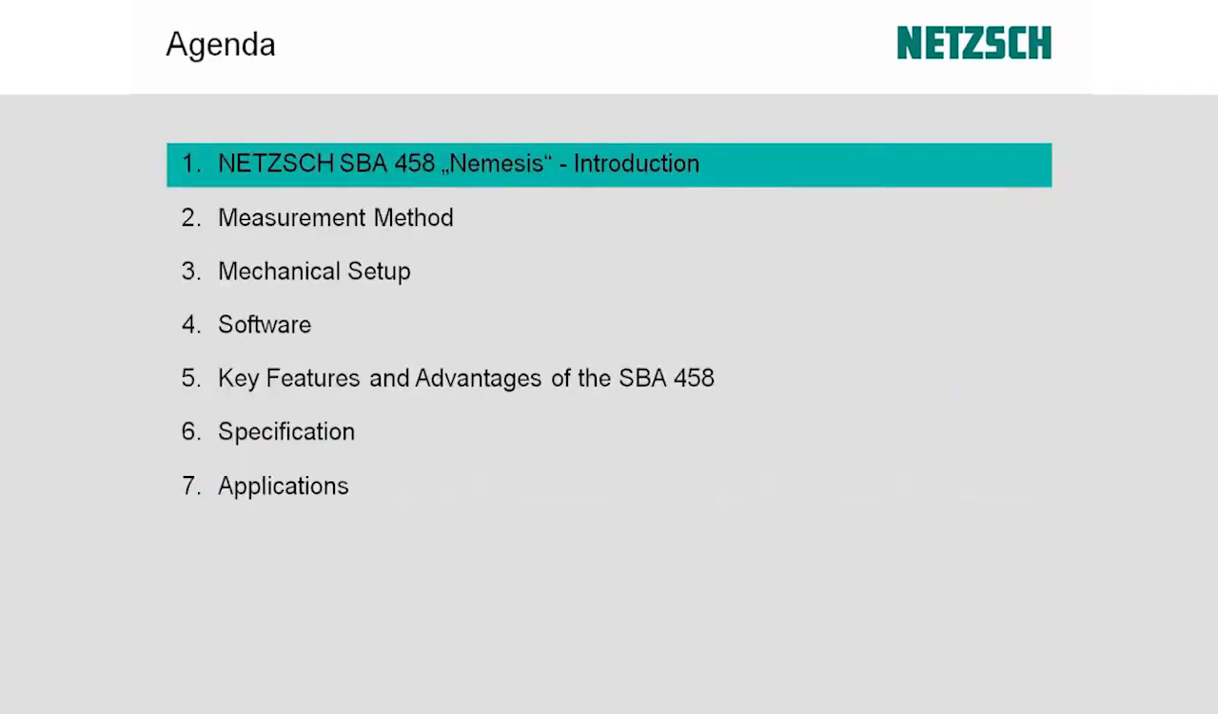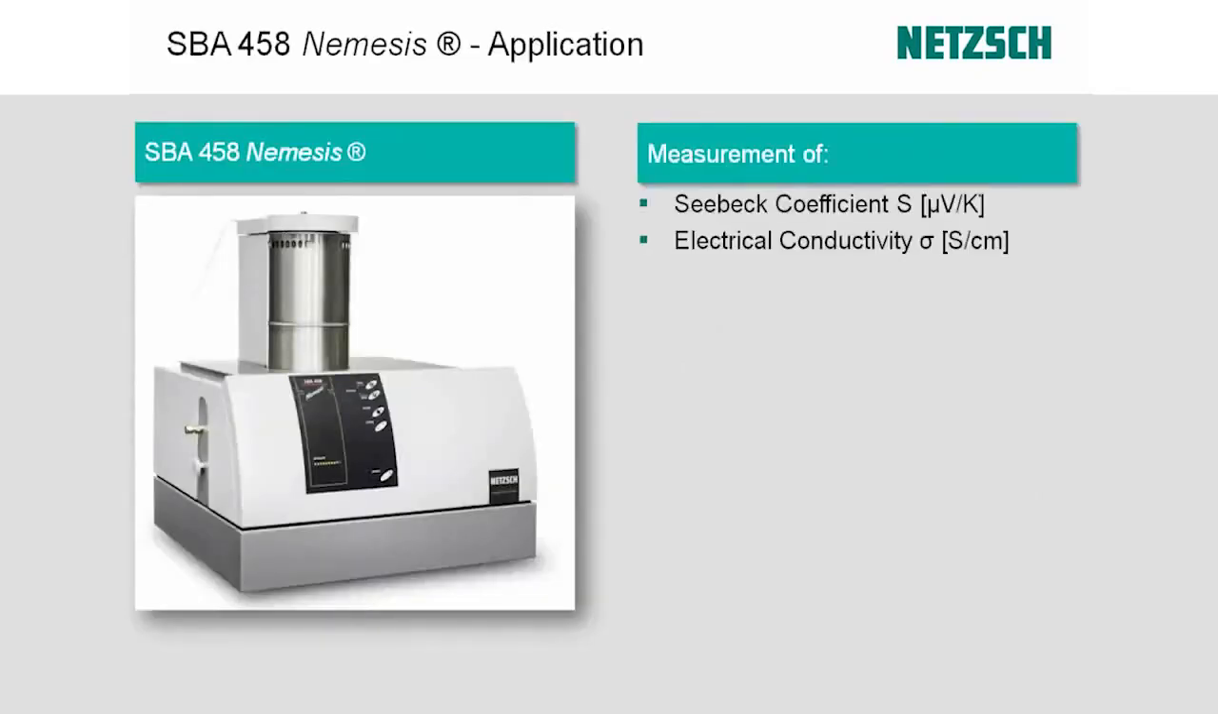So this is an outline of the presentation today. We're going to introduce the Netsch model SBA 458 Nemesis. We're going to look at the measurement method in detail, discuss both the measurement of electrical conductivity and Seebeck coefficient, and how those are implemented. We're going to look at the mechanical setup, how the samples are mounted and the measurement is set up. We're going to look at the features of the software. And we will discuss the key features and advantages of the SBA, look at some specifications, and then finally look at applications.